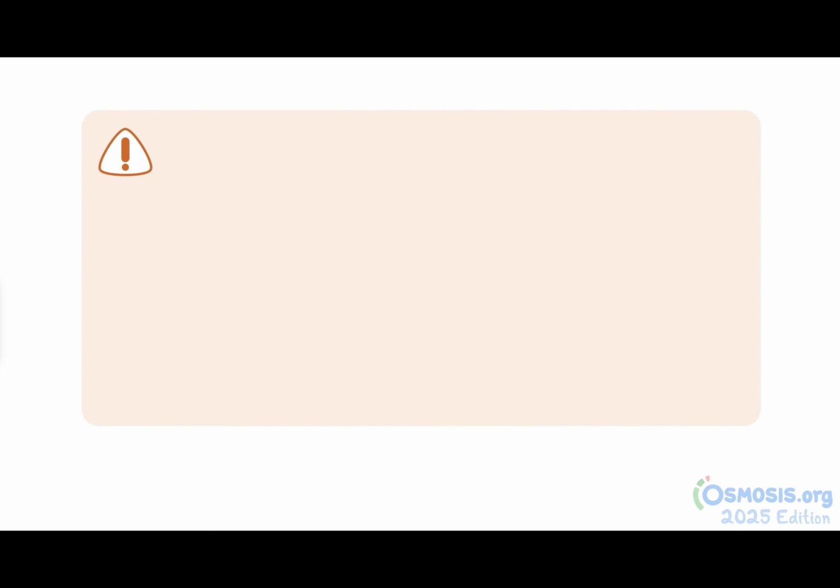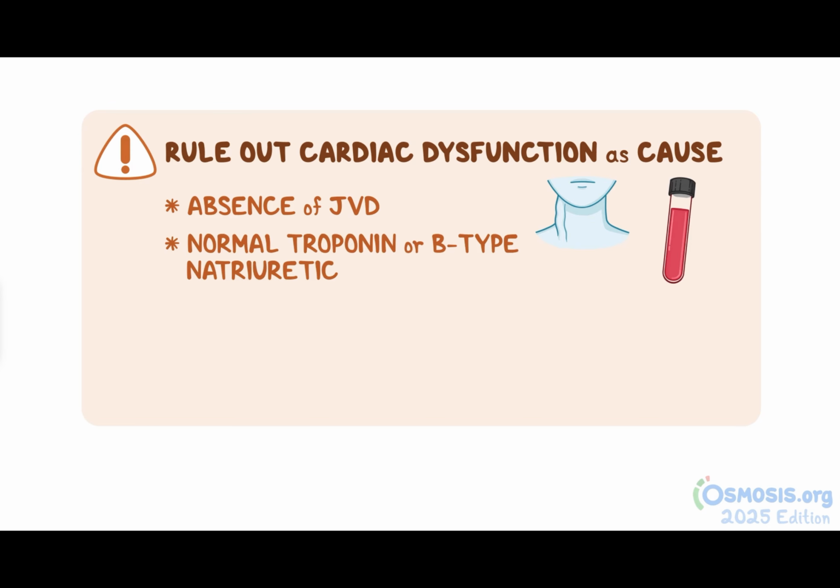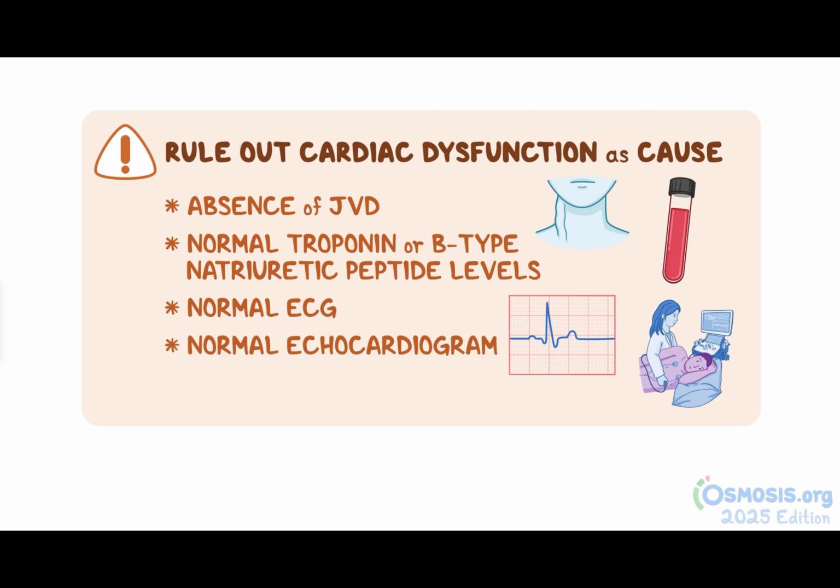Now, here's a high-yield fact. To rule out cardiac dysfunction as the cause of lung infiltrates, look for absence of jugular venous distension on examination, normal troponin or B-type natriuretic peptide levels, a normal ECG, and a normal echocardiogram.